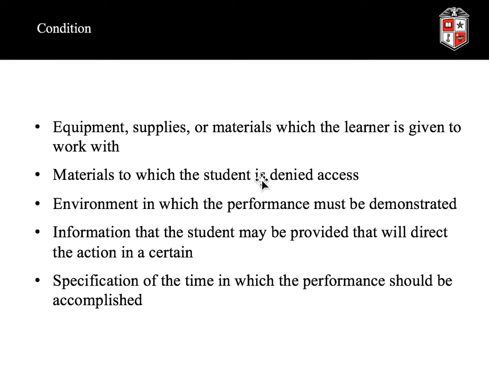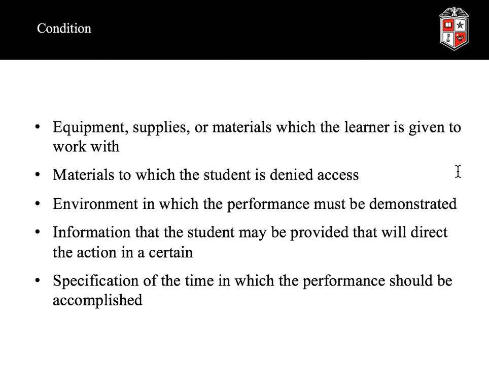All right, so your condition statement then. So our performance statement is what will they be able to do? The condition statement is under what conditions will they do it. This is where you're going to list what equipment they might need, supplies, materials that they're given to work with, materials to which a student is denied access, so things that they can't use, environment in which performance must be demonstrated, so in the lab or the shop or outside. Information the student may be provided that will direct this action in a certain way. So they'll have access to a list of action verbs for Bloom's taxonomy, something like that.